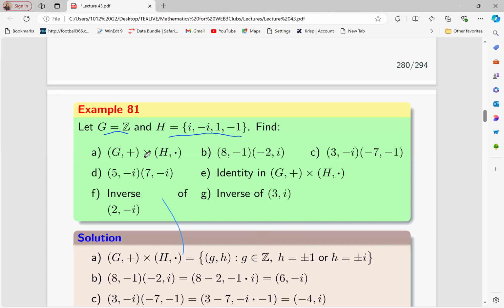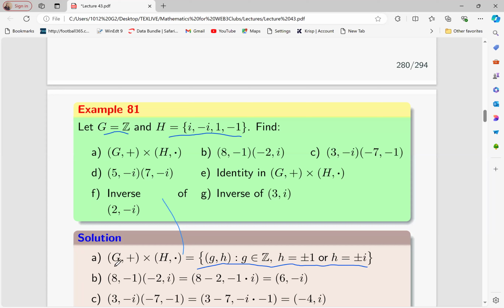the direct product. You realize that the integers are infinite, and since they're infinite, you cannot list all of them. And that is why I've used this notation, just to tell how to get the direct product. Of course, we can't list all of them.